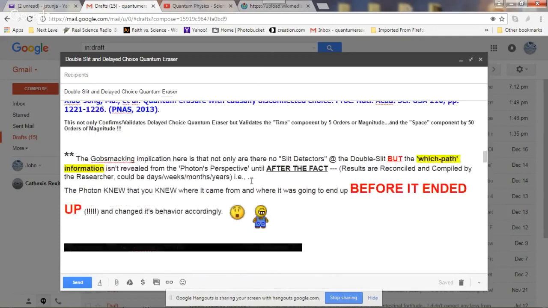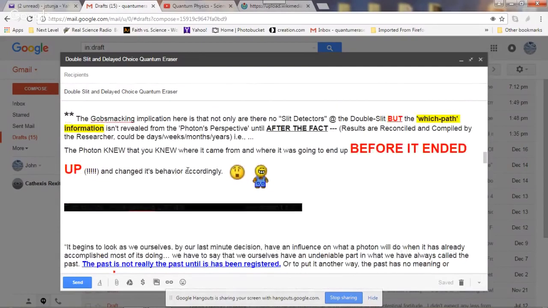Now this is the big one. The gobsmacking implication here is that not only are there no slit detectors at the double slit, but the which-path information isn't revealed from the photon's perspective until after the fact. That is, the results are reconciled and compiled by the researcher. It could be days, weeks, months, or years. Here's the rub. The photon knew that you knew where it came from and where it was going to end up before it ended up, and changed its behavior accordingly.